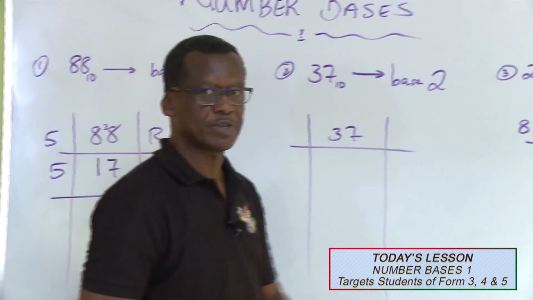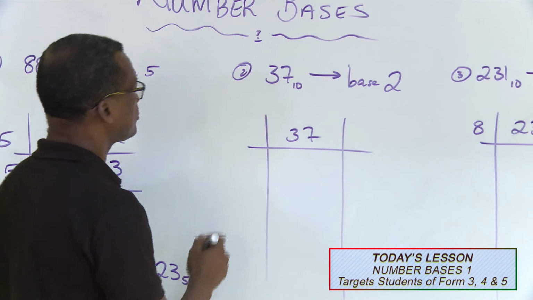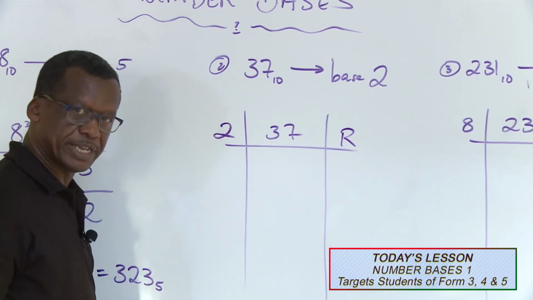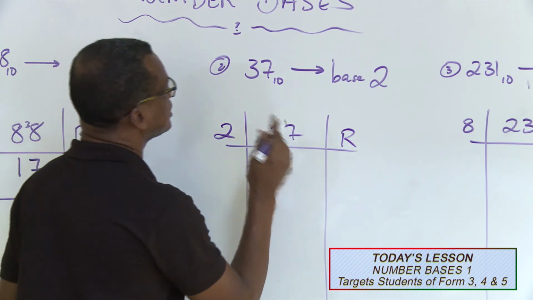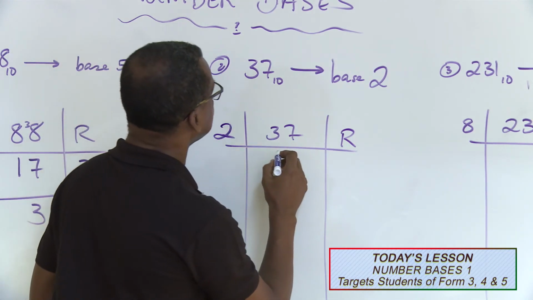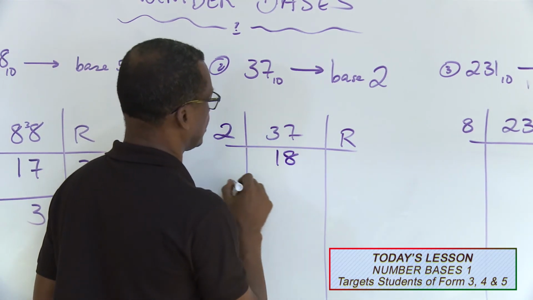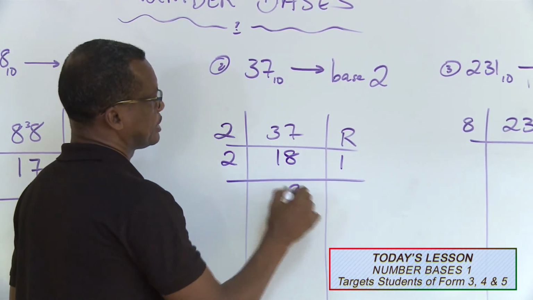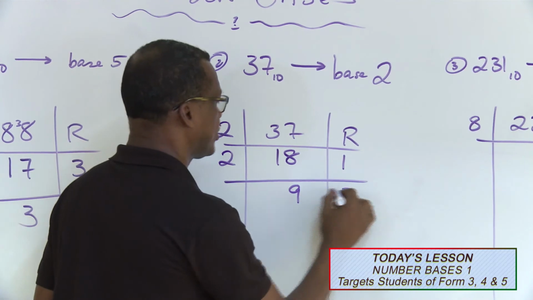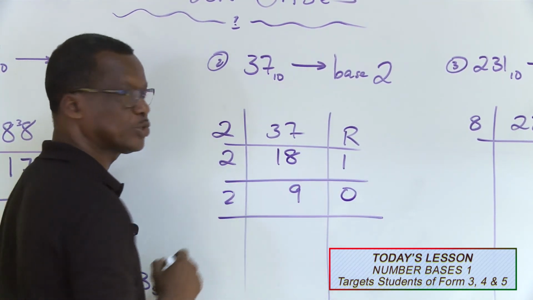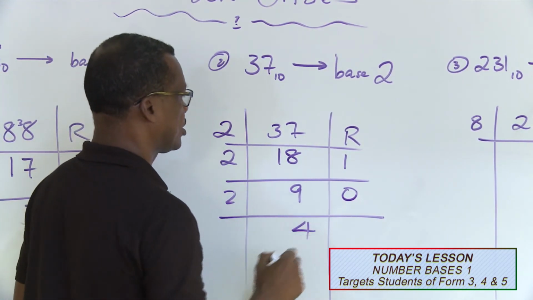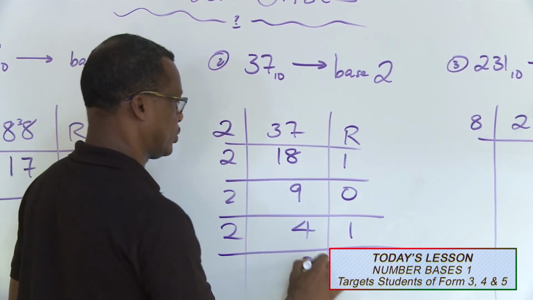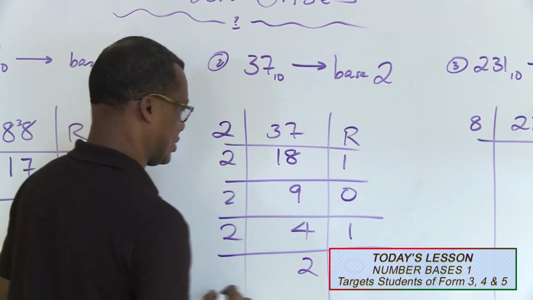Next one, 37 base 10 to base 2. So we're going to divide by 2 and we will track the remainders. So 2 into 37 is 18, 2s are 36, remainder 1. And 2 into 18, 9, remainder 0. Then divide again, 2 into 9, 4, remainder 1. Divide again, 2 into 4, 2, remainder 0.